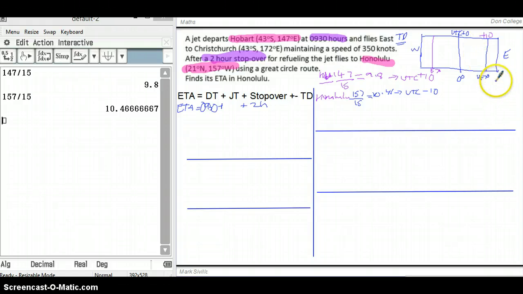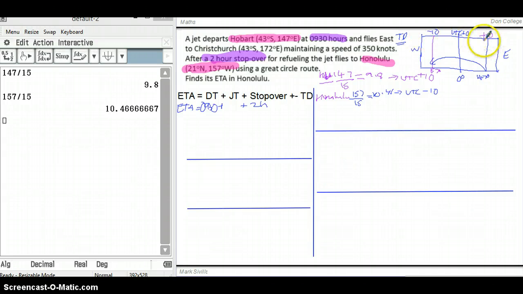So if we think about where we're going from and to, we're going from Hobart to Honolulu. We could actually fly that way around the Earth, but I'll draw the arrow this way. And we're going from here to there, which means that our starting point, plus 10 hours, and finishing here, minus 10. This is 20 hours behind Hobart.